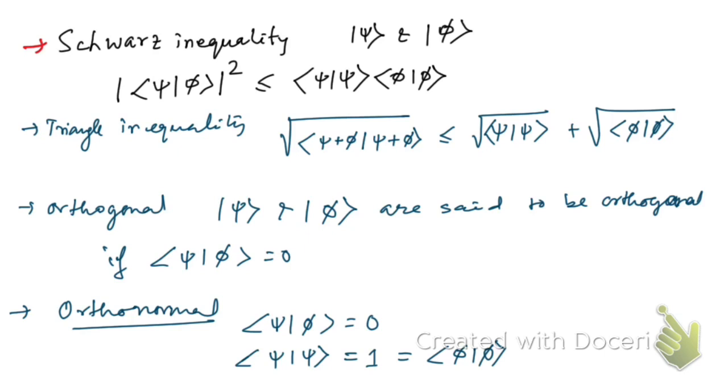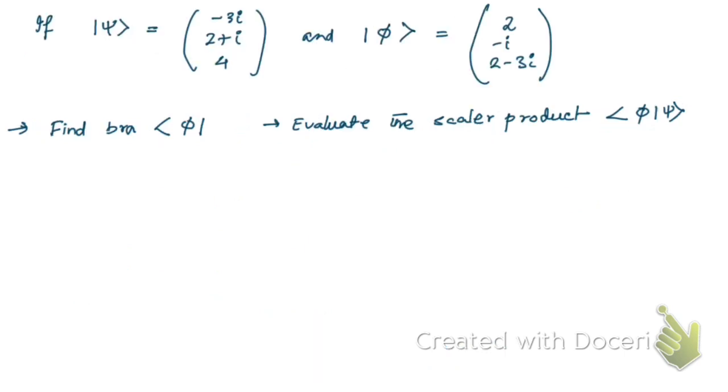Now let us take some questions and examples, so that these things become more clear to you, like how to find the scalar product and all the things that we have discussed till now. So let's take the first question here. Here ket psi is given and ket phi is given. In the first question, we need to find bra of phi. So how to find it? First let me solve this one.